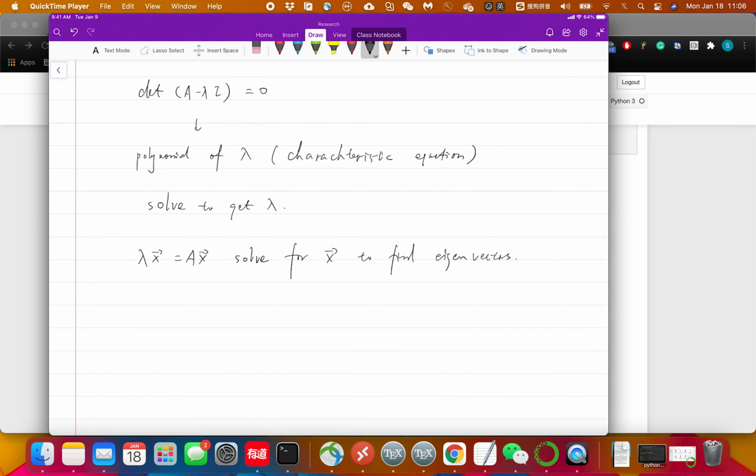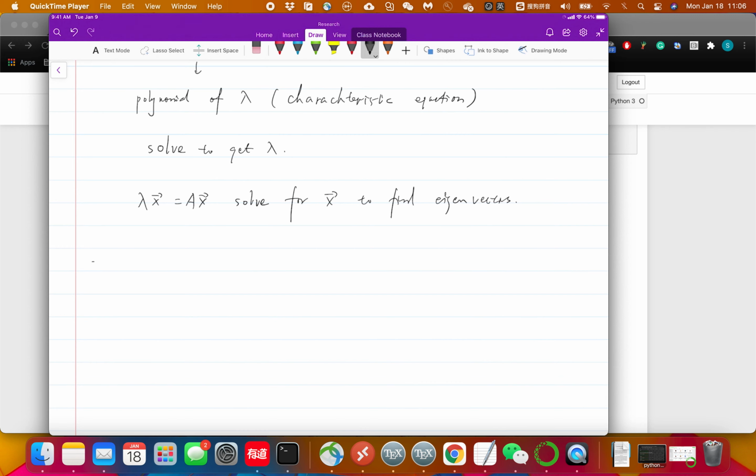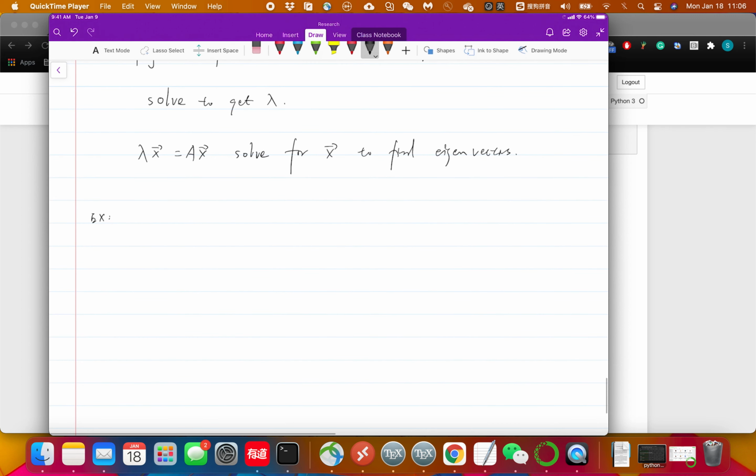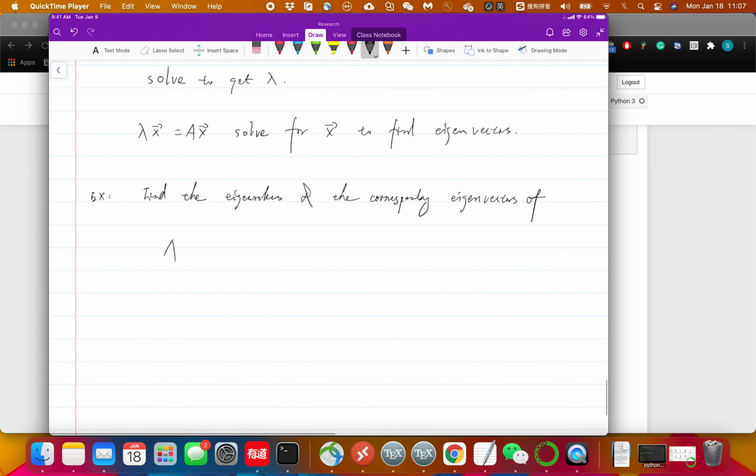Okay, this is something you know from linear algebra, so I will just give you an example to remind you a little bit. For example, find the eigenvalues and the corresponding eigenvectors of a matrix A equals [2, 3; 0, -4].